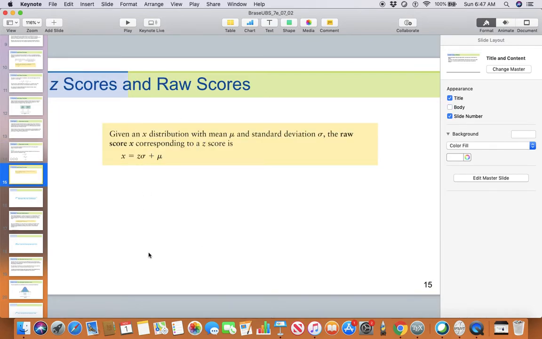Okay, now you saw an example of how you would construct a Z score. Now, suppose you are given the Z score. How would you find the X score? This is the formula: Z times sigma plus mu gives you your raw score back.